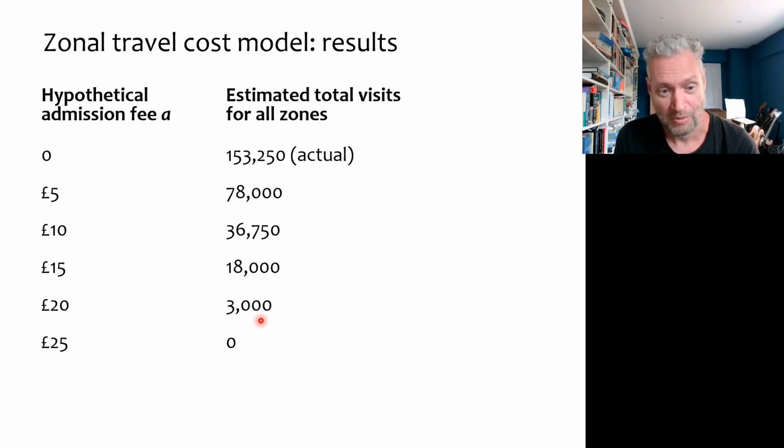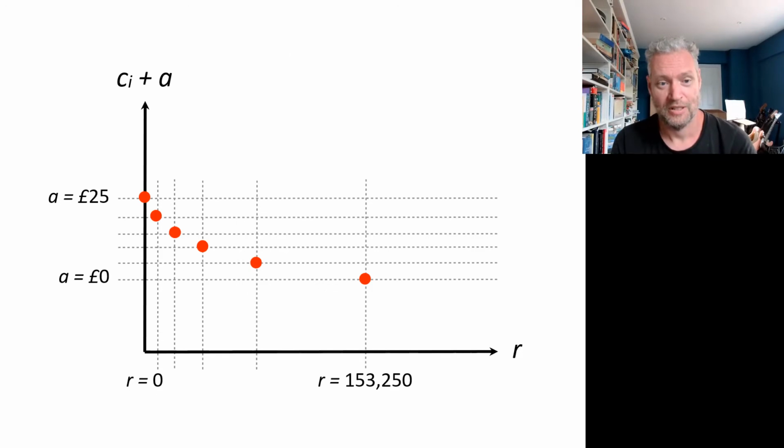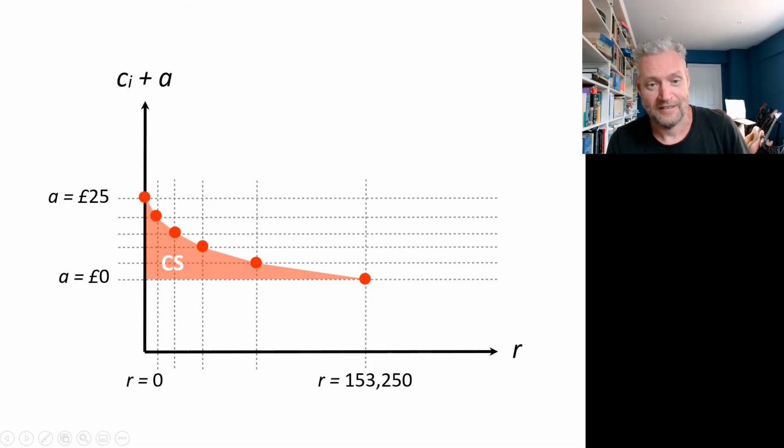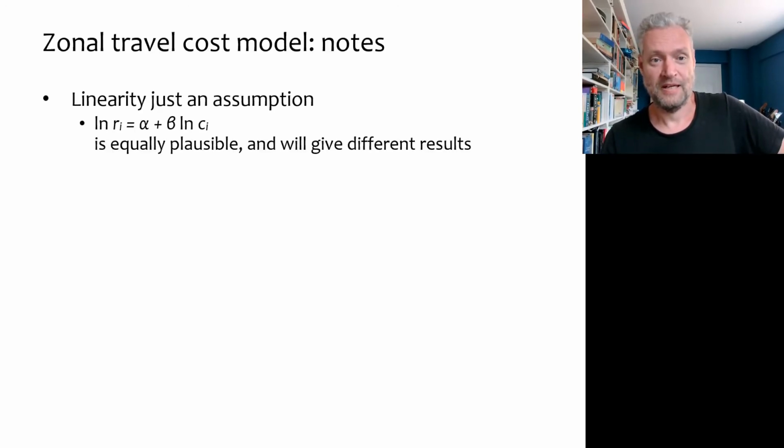more exclusive, fewer and fewer people visit, and the entrance fee goes to 25, and we actually predict that nobody would visit at all, right? And this is just as you would expect a demand curve to work, right? So these are the points I've just drawn on this. You can then integrate under this particular curve to find the total consumer surplus of this particular park, which is entirely hypothetical, right? The consumer surplus is about 1 million, slightly more than that. So that's how it works.